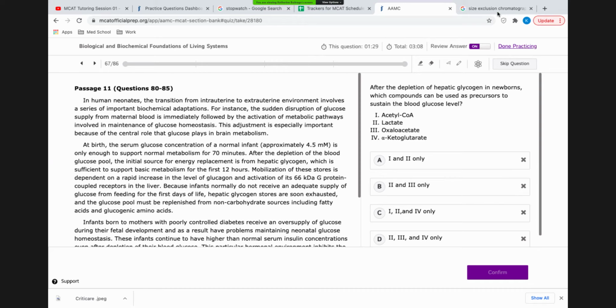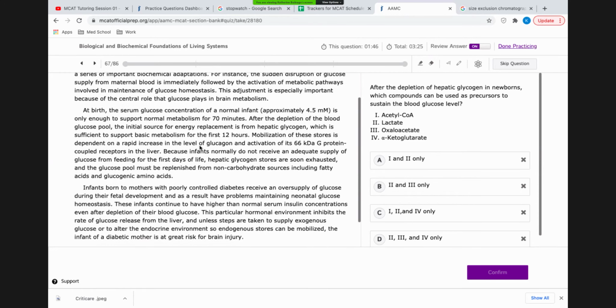All right. Hepatic glycogen stores are soon exhausted, and the glucose pool must be replenished from non-carbohydrate sources, including fatty acid and glucogenic amino acids. That's at the end of paragraph 2. Oh, okay. So we're looking for non-carbohydrate, glucogenic amino acids, which aren't there. So okay, non-carbohydrate sources.